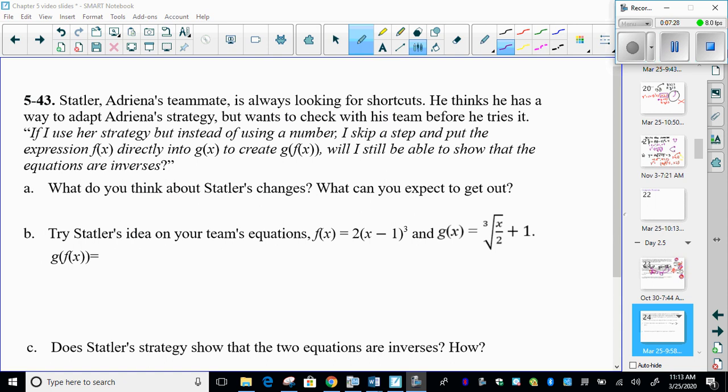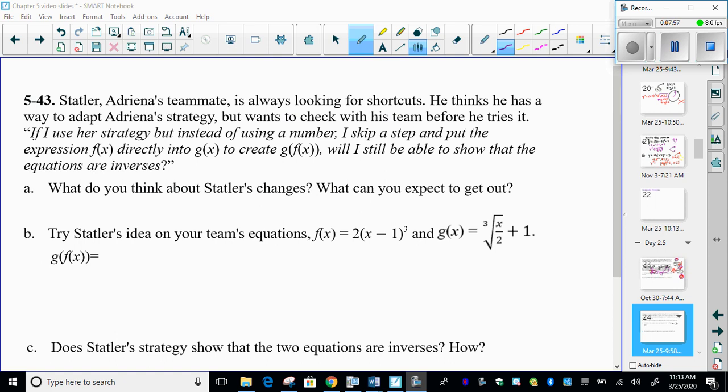So what he's talking about here is if I use that strategy, but instead of putting in a number, so instead of doing g of f of 3, I skip that and just put x in, and I do g of f of x. Will I still be able to show that we have inverses? So if I put a 3 in and I get a 3 out, hey, those look like inverses, because what I put in, I get that back out. If I put a 7 in and I get a 7 back out, they should be inverses. Not always perfect, but what if I just worked with x?